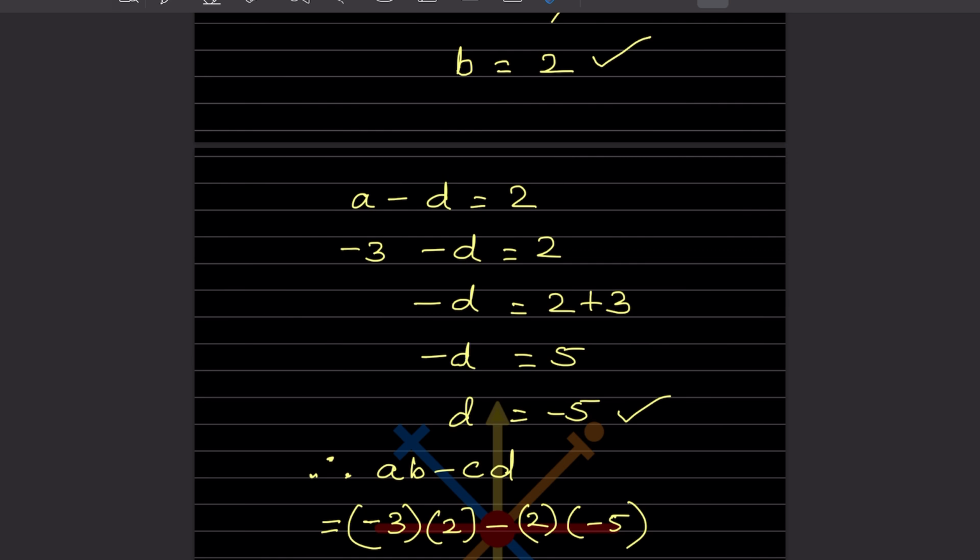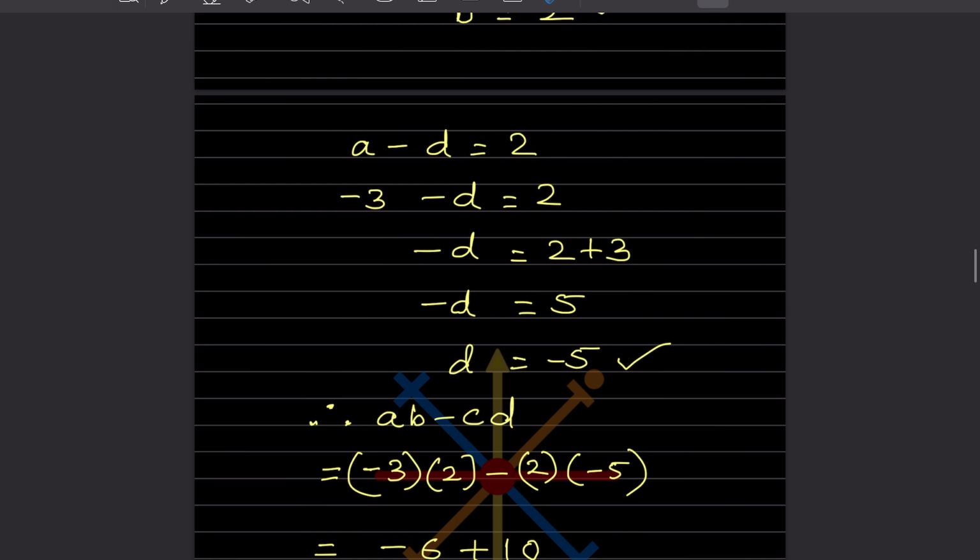So why is it so? Now look here. Minus D is 5, so D is going to be what? Actually here the coefficient is minus 1. So 5 divided by minus 1, that is going to be minus 5. So whenever you write this one, see that this coefficient is 1. So now this is going to be D.